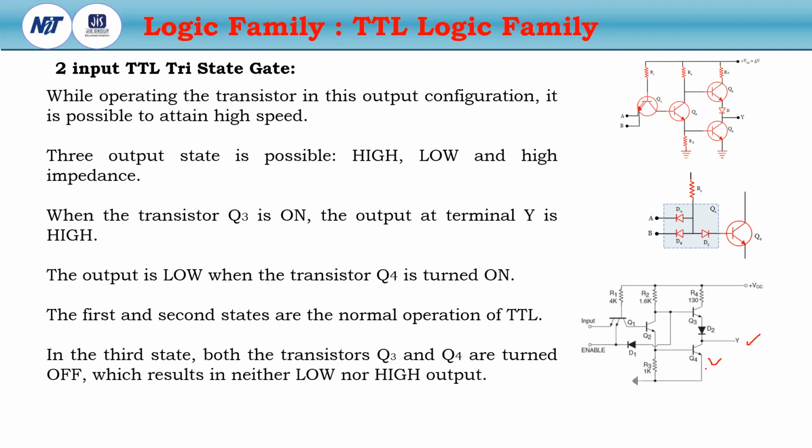Okay. So if this is on, this is off, then the output will be 1. When this is off, this is on, the output will be 0. Now when both this and this are on by the controlling input of the diode D1, then we will get the high impedance state. Okay. So this is called the tri-state. So these are all three output combinations of the normal TTL logic family.